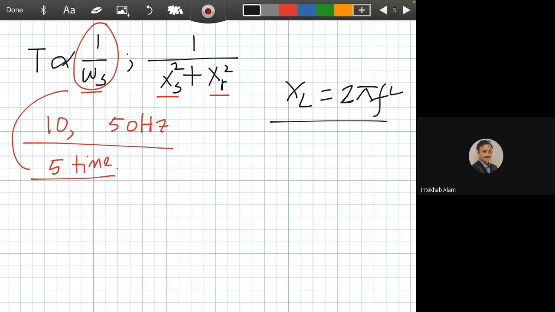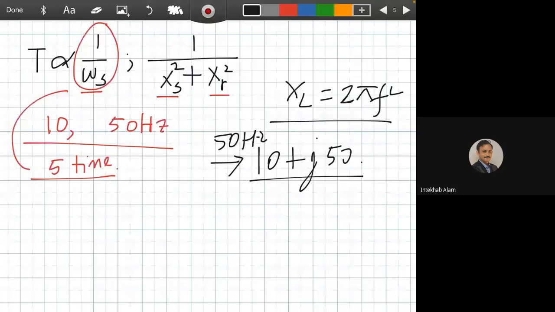Okay, let's start. So if you think about an induction motor with a parameter like this, I'm considering a simple one. Let it be in this form, like 10 plus j50. So this is for 50 hertz. What will be the value of Z? Z equals what? Square root of 50 squared plus 10 squared.